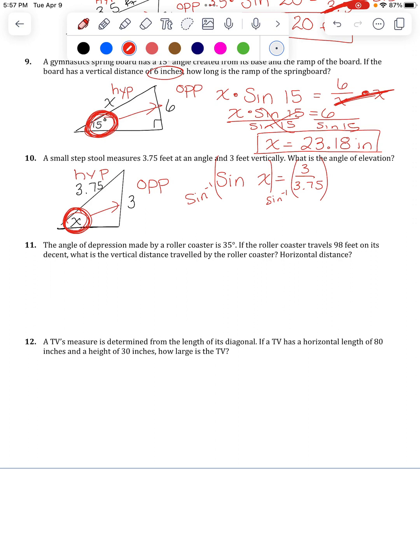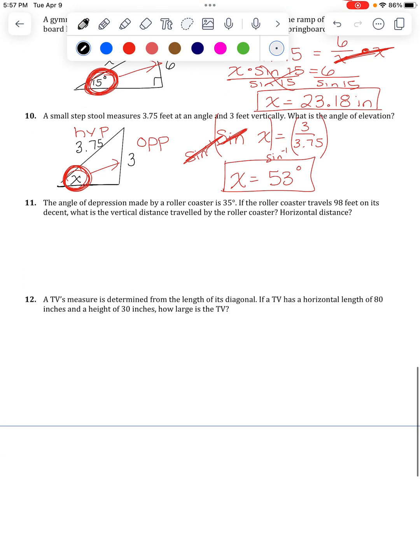Want to get x alone since it's stuck in the sine? I do inverse trig. Cancel, cancel. I'm left with x on that side, and sine inverse of 3 divided by 3.75. Now this is an angle, so I'm rounding to the nearest degree, is 53 degrees.